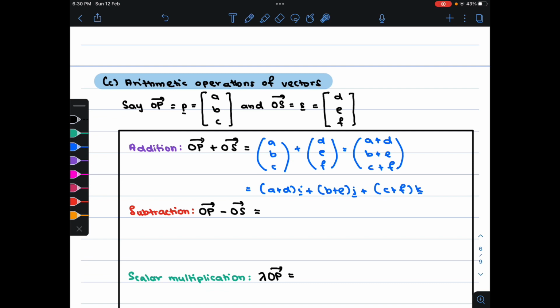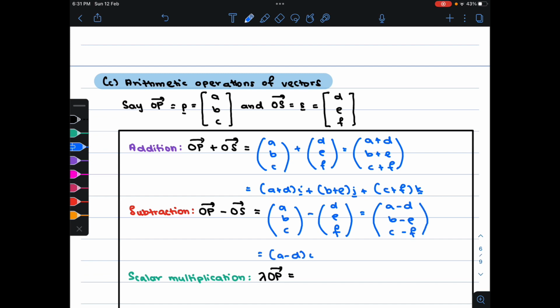Next is subtraction. Say that I want to subtract S from vector P. So we're going to do the same thing. i with i, j with j, k with k. So we're going to have a minus d, b minus e, and c minus f. Therefore, the final answer will be (a minus d)i plus (b minus e)j plus (c minus f)k.